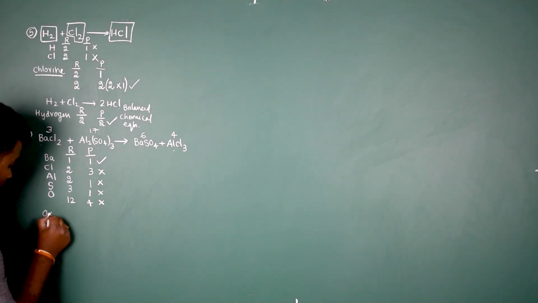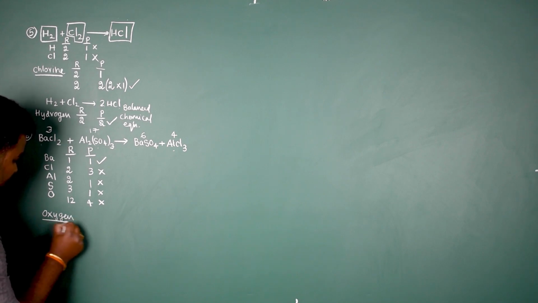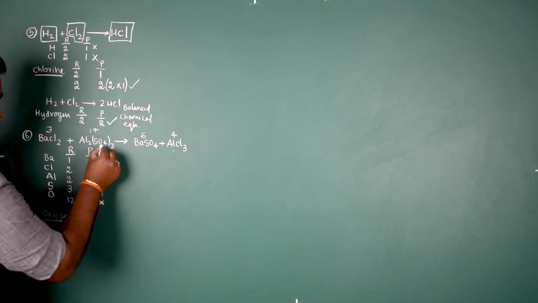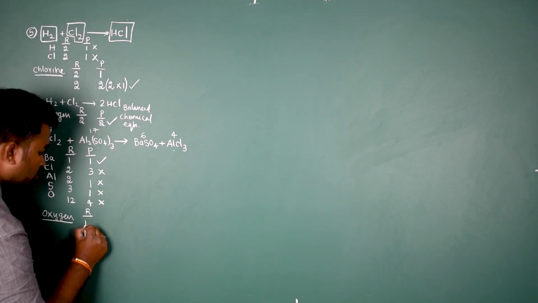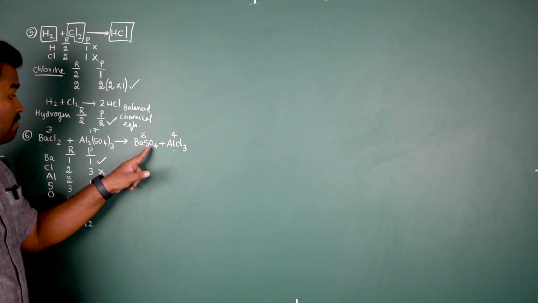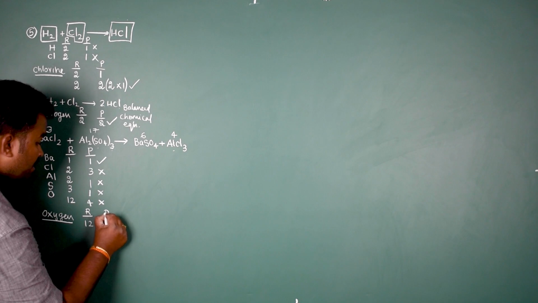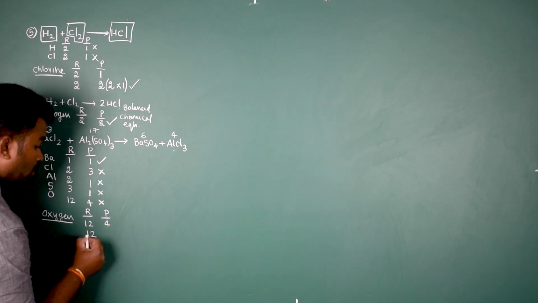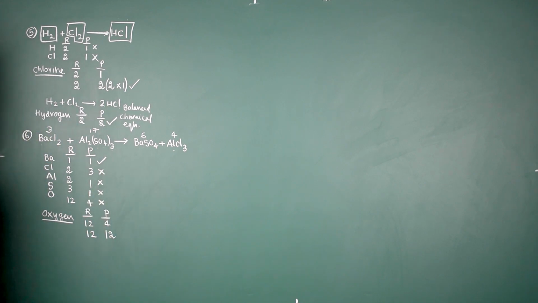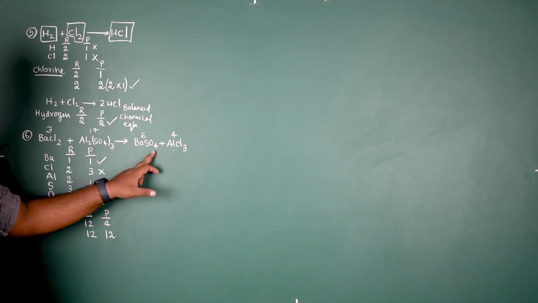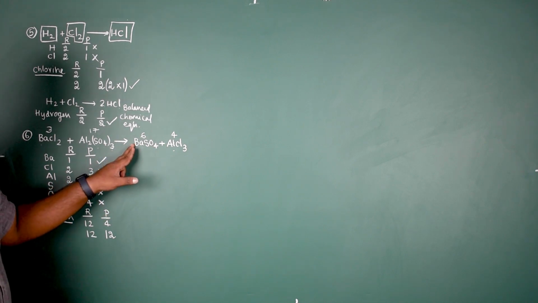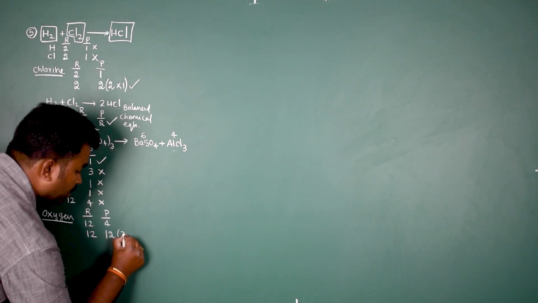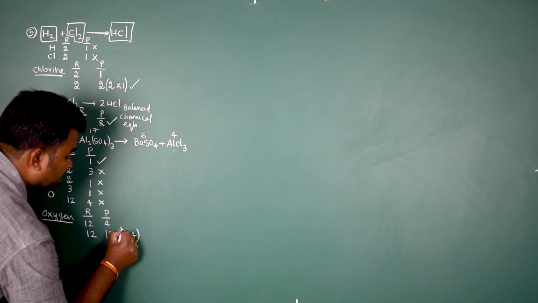Now, to balance oxygen, let's check how many oxygens are there on the reactant side. On the reactant side, we have 4 3s are 12, 12 into 1, so total 12 oxygens. Then on the product side, we have 1 into 4, only 4 oxygens. Now we have to balance it. On the reactant side there are 12, so on the product side also we should get 12 oxygens. Now how do I make this 12 oxygens? Already there are 4. So if I make the stoichiometric coefficient 3, then 3 into 4 becomes 12. So I have to make the stoichiometric coefficient 3. This is my stoichiometric coefficient.